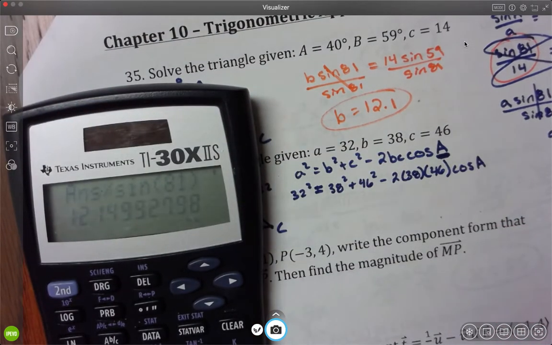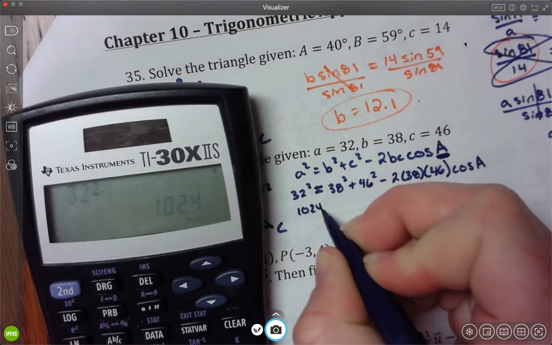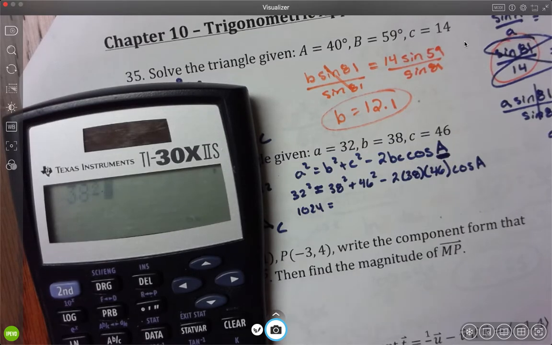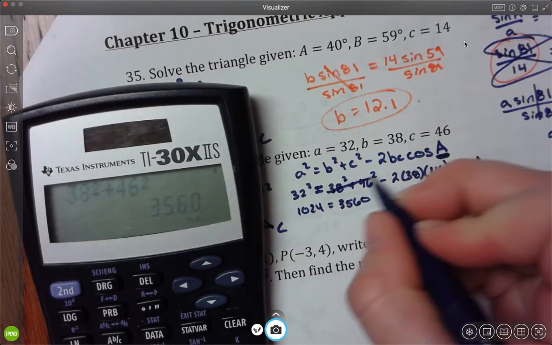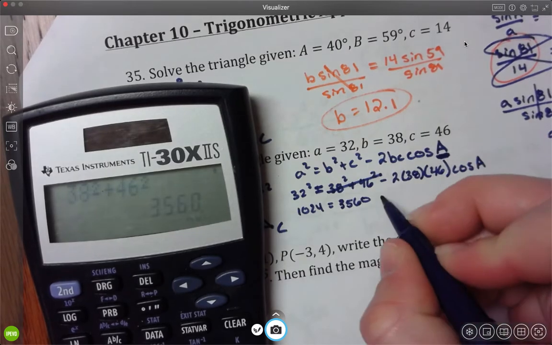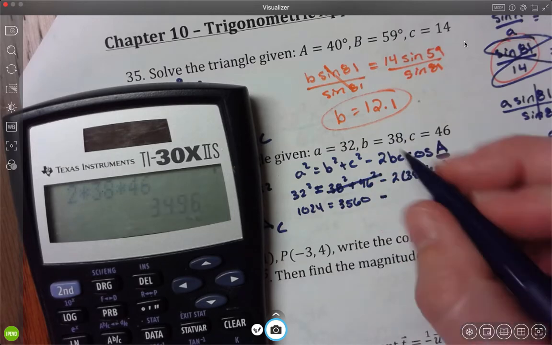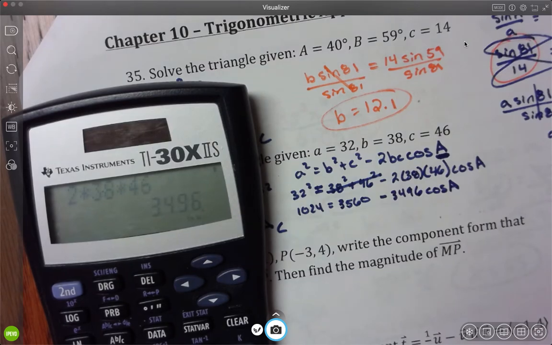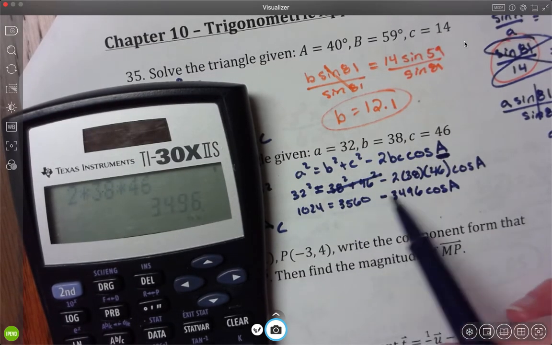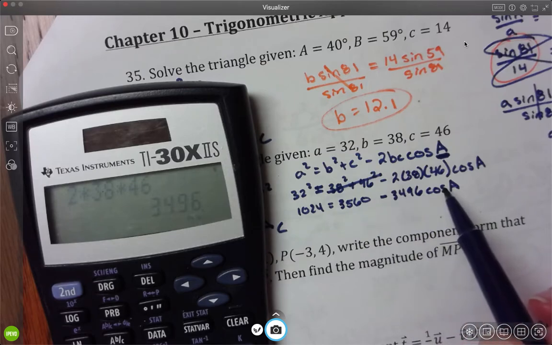32 squared is 1024. And then I'm going to take 38 squared plus 46 squared. That's 3560, what these two together are, minus 2 times 38 times 46, which is 3496, cosine of A. Now the tricky part is, and I told you this before, do not subtract these two, because the 3496 is attached to the cosine. That's illegal. We cannot put those two together.